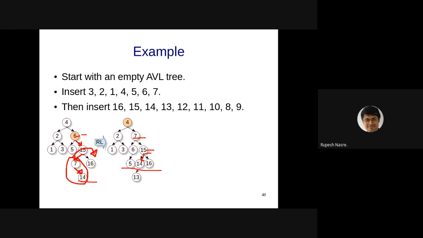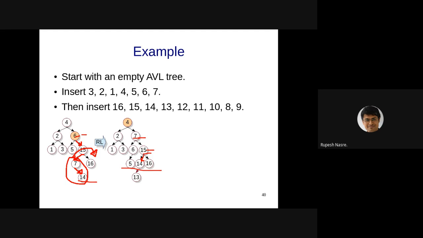I'll come to Sai Charan your question. 7 by 5? No. See, 5 is the grandchild of 7, right? So there is adoption, the adoption of a child is happening, right? Earlier in the R case, 7's right child, which was 14, was adopted by 15 when we did a right rotation. 7's right child, which was 14, was adopted by 15 as its left child.